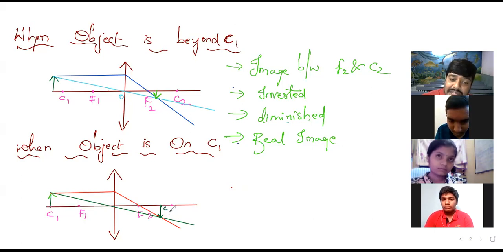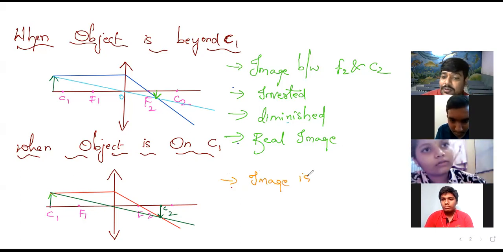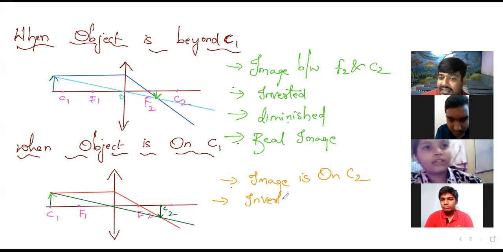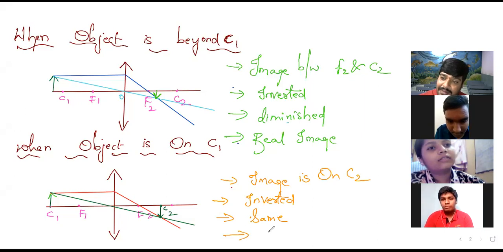So when the object is on C, if anyone asks where is the object, the object is on C1. Then where is the image? The image is also on C2. Enlarged or diminished, inverted or erect? Inverted, real. Enlarged or diminished? Not enlarged, not diminished. It is the same size. And it is a real image.